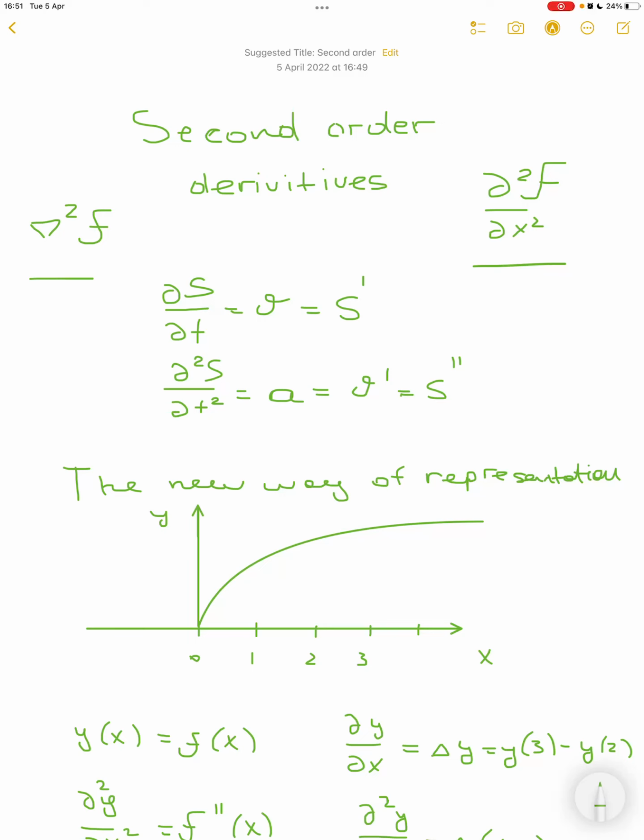Hi, and today we'll have a great, absolutely astonishing theme. It will be about second order derivatives. And frankly, you may see them written like this, or like this. And you may hear a fancy name, Laplacian, for this kind of thing.